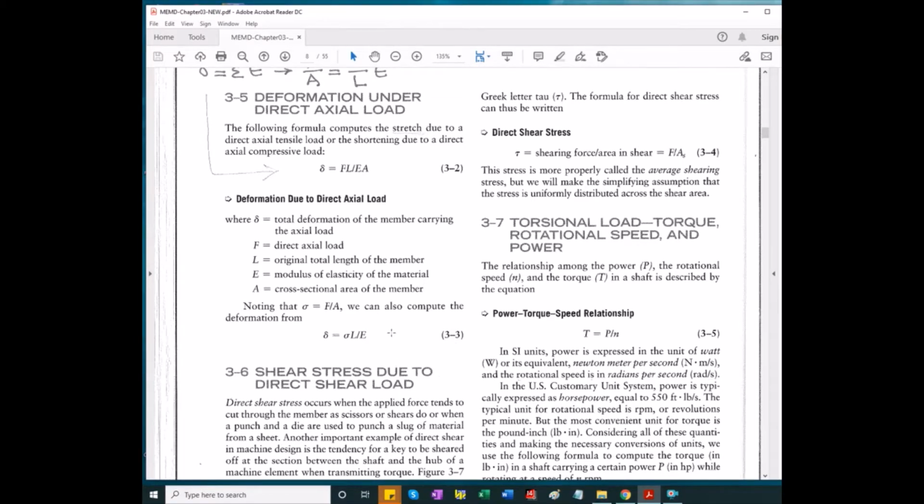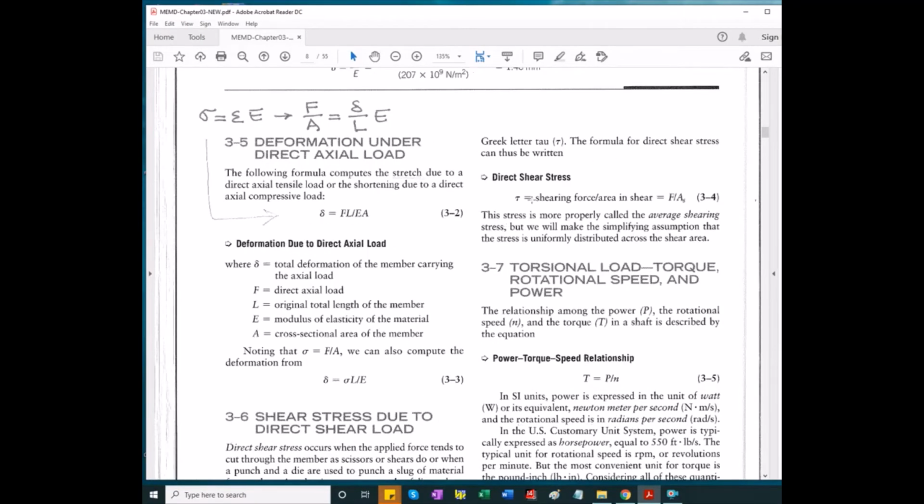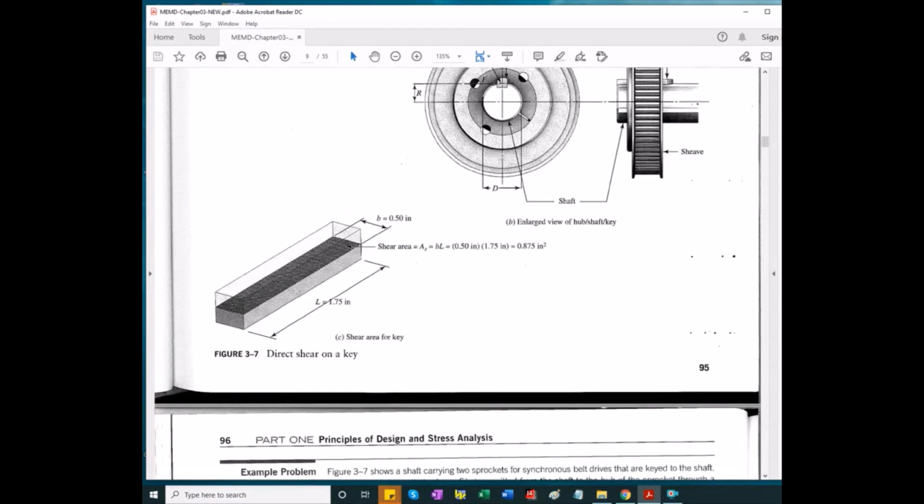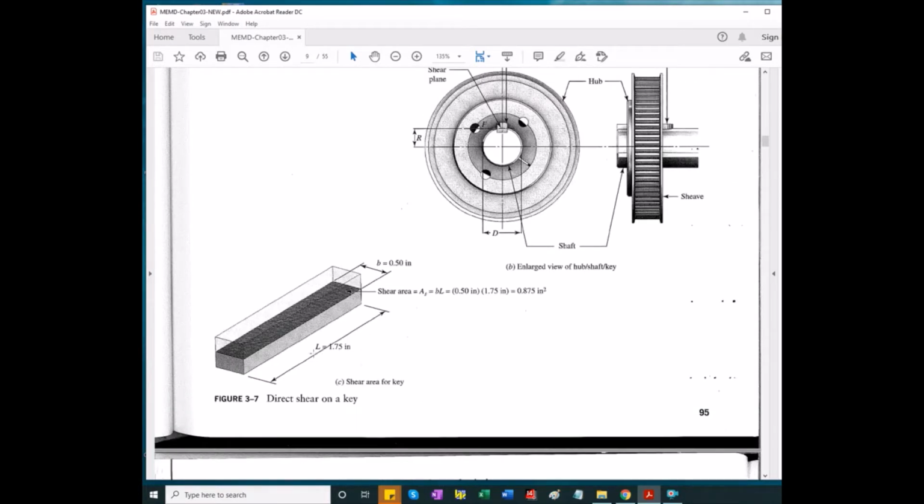When we have shear loading, the stress is calculated as the force over shear area. Shear loading, for example, occurs when you shear pins, either simple or double shear, go back to the strength book, or keys in machine elements. So the shear plane would be the interface plane between the shaft and the hub. We know the geometry of the key, so this here is the shear area.